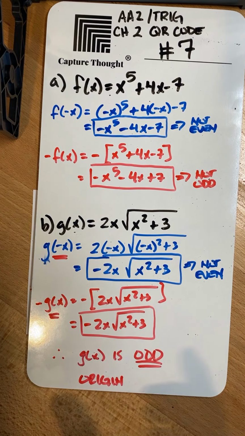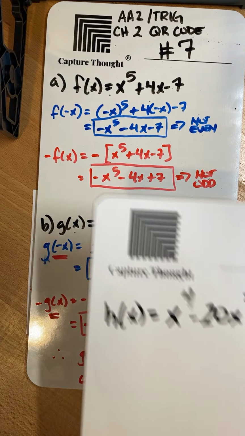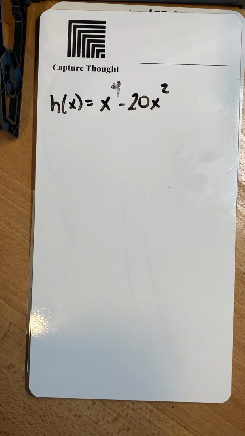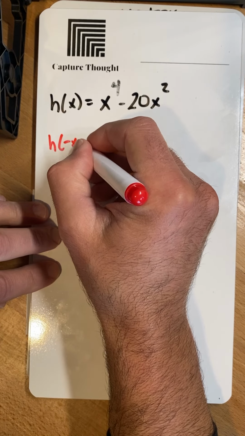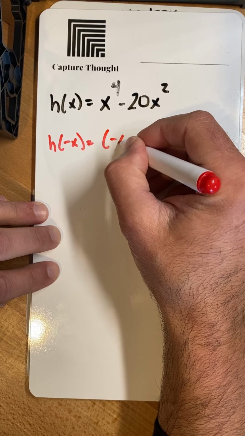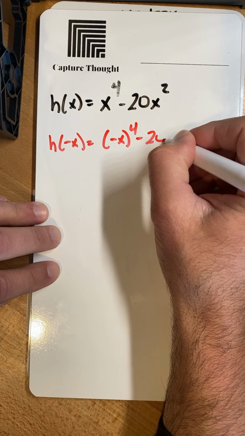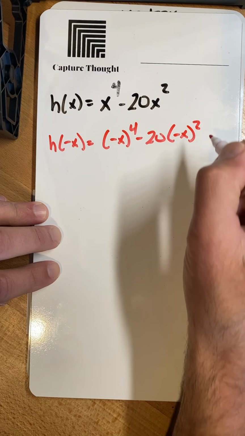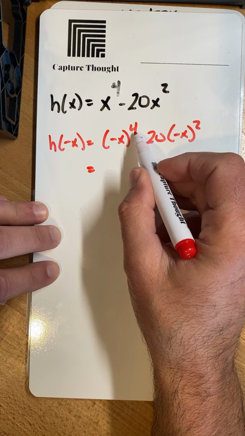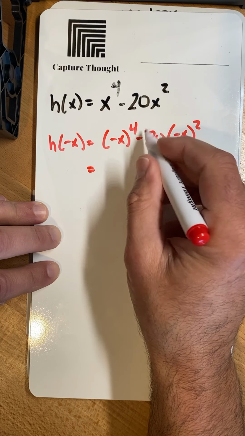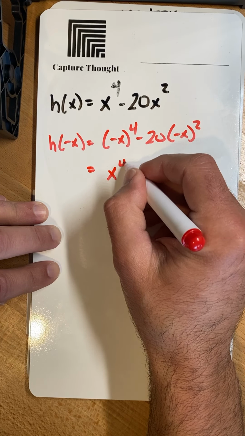Okay, and there's still one more to do. So I'll put that right on top here. This last one here says h of x is equal to x to the 4th minus 20x squared. So again, I want to figure out, okay, what's h of negative x? That's going to be negative x to the 4th minus 20 negative x squared. So negative x to the 4th, if I take a negative number and I raise it to an even power, it's guaranteed to be a positive number. So that's just the same thing as x to the 4th.